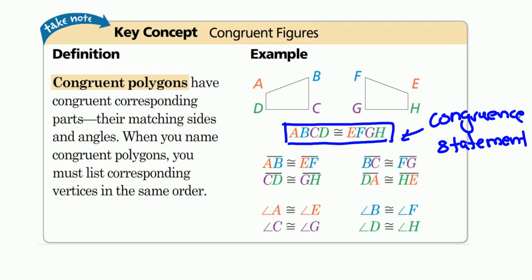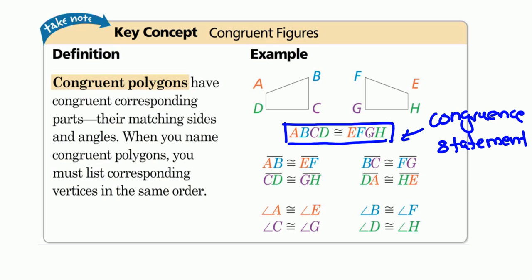other. So notice how the A is in red. Well, A and E match up. They're the same. B and F are the same. D and H are the same. C and G are the same. So when you write this, you know automatically that A and E would match up, B and F would match up, C and G would match up, D and H would match up.